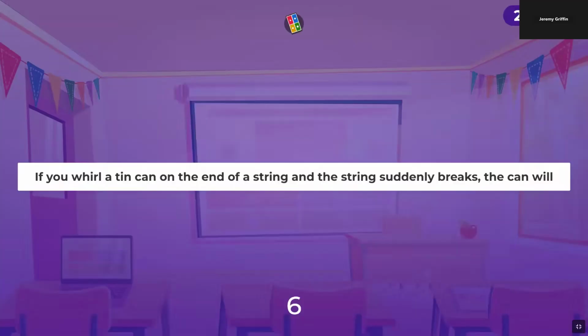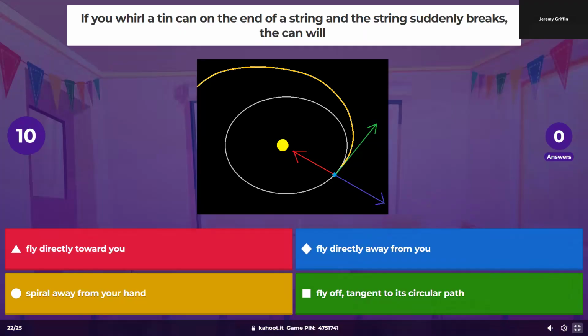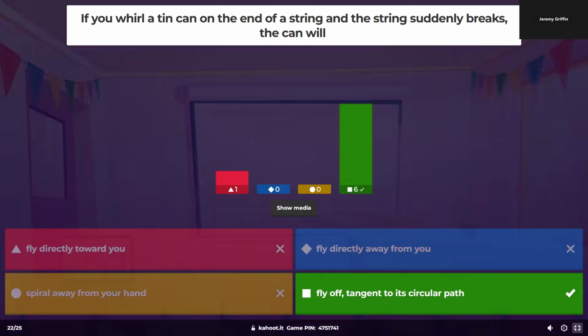You whirl a tin can on a string. The string suddenly breaks. What will the can do? It'll fly off tangent to its circular path. Yeah, it just keeps going in a straight line. Is that Newton's first law of motion, the law of inertia? It just wants to keep moving in a straight line.